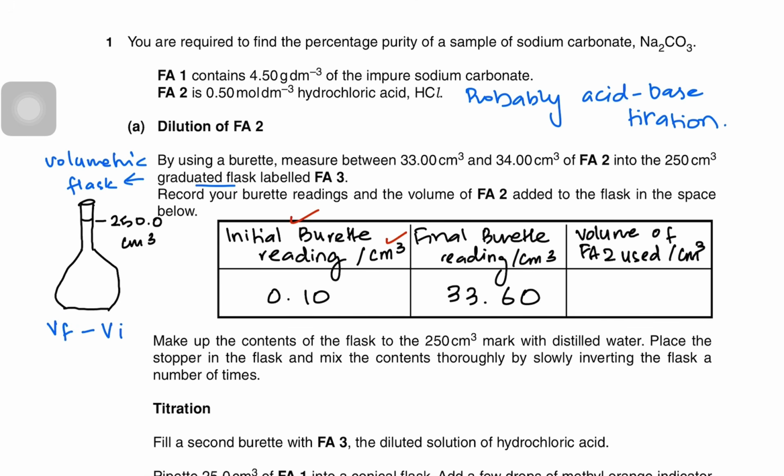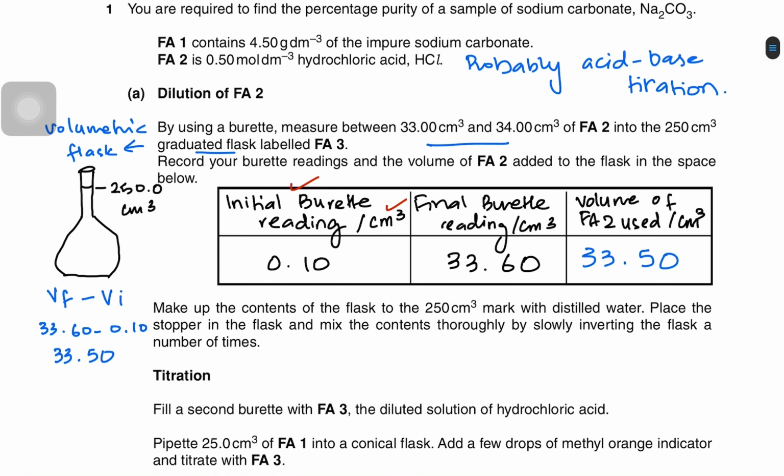To find the volume used, you minus the initial volume from the final volume. So it's 33.60 minus 0.10. So it becomes 33.50. So that is 33.50 centimeter cube. It is between these two extreme values. So right now we are okay with it. We don't have to worry about it. This is how we draw the table.